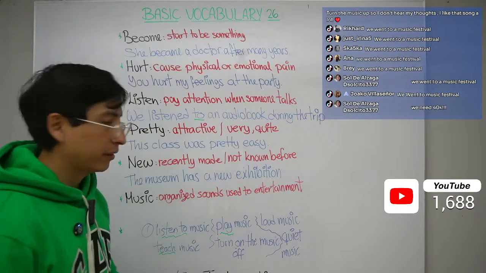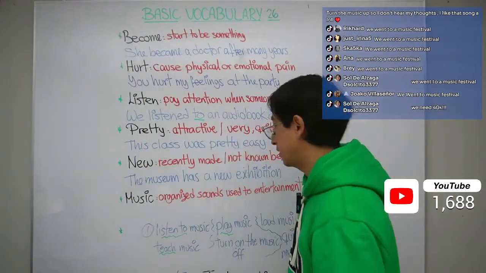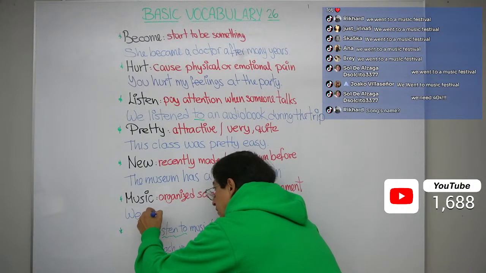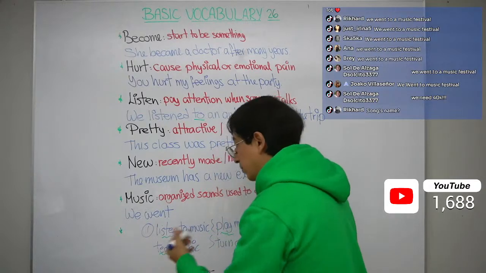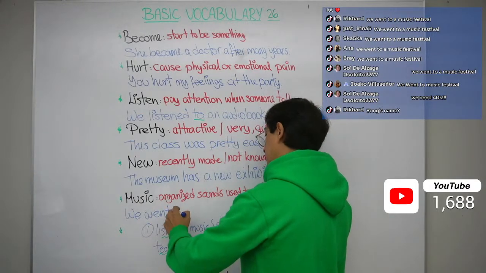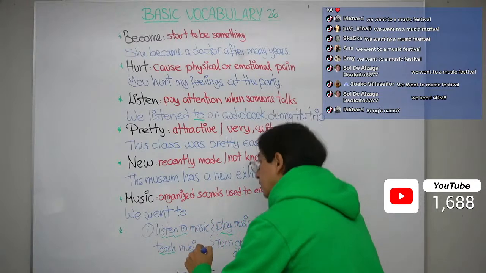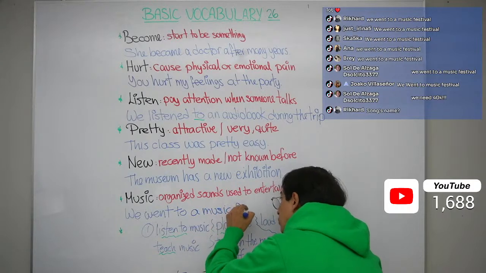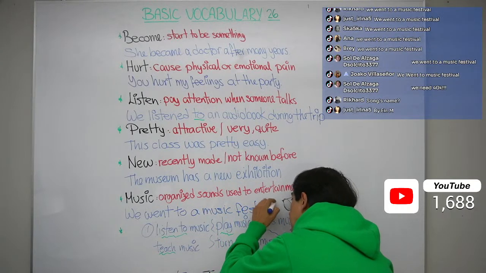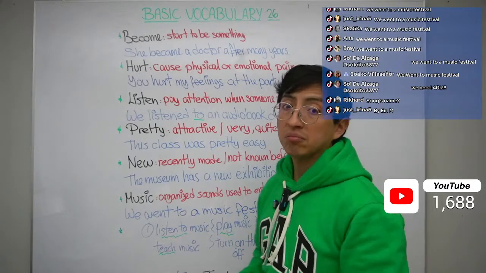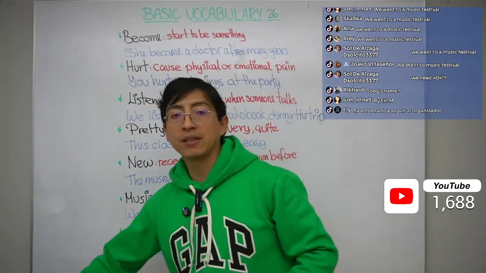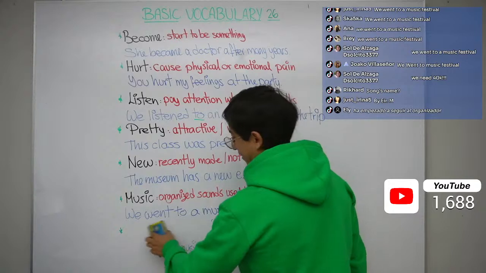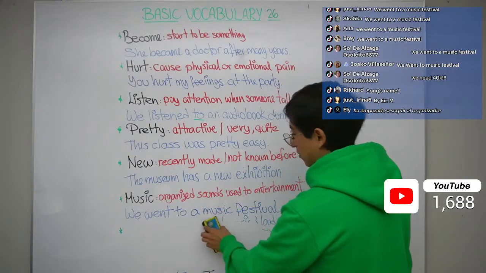Okay, guys, let's continue with this word. Okay, let's write it down. We went, simple past, go, simple past form, went. We went to a music festival. Fuimos a un festival de música. Yes, that's the meaning. Okay, please don't stop the music. Yes, Rihanna. Please don't stop the music. It's a good song. I really love it.